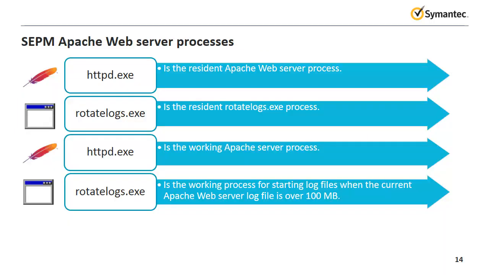Let's take a closer look at the Apache Web Service and processes. After the SEPM service starts, the following services stay resident in memory. Two occurrences of httpd.exe and rotate-logs.exe run. The first occurrence are the resident processes, and the second occurrence are the working processes. You can distinguish the difference by the amount of memory the processes are using. A working process uses more memory than a resident process.